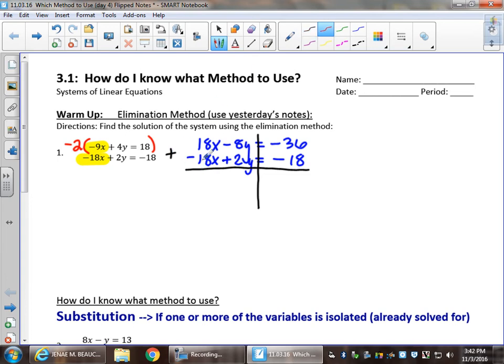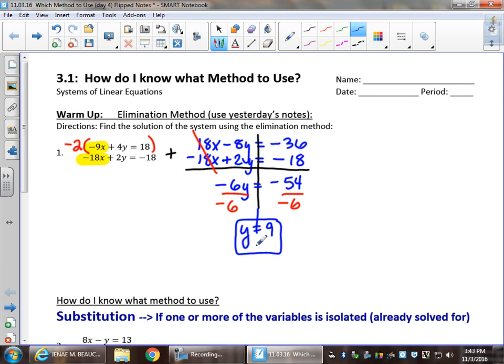Let's see what happens. 18x plus a -18x is 0. Those cancel. -8y plus 2y is -6y equals, let's see, -36 plus -18 is going to be a bigger negative number, -54. And to finish, we're going to solve by dividing both sides by -6. So I get y equals, what's -54 divided by -6? y equals 9.